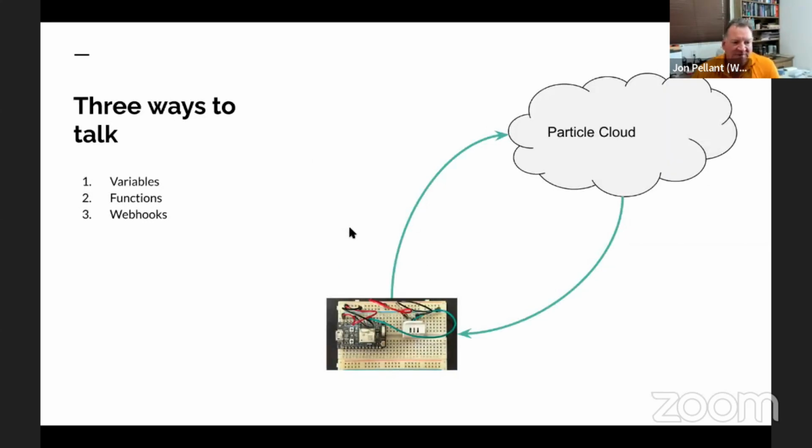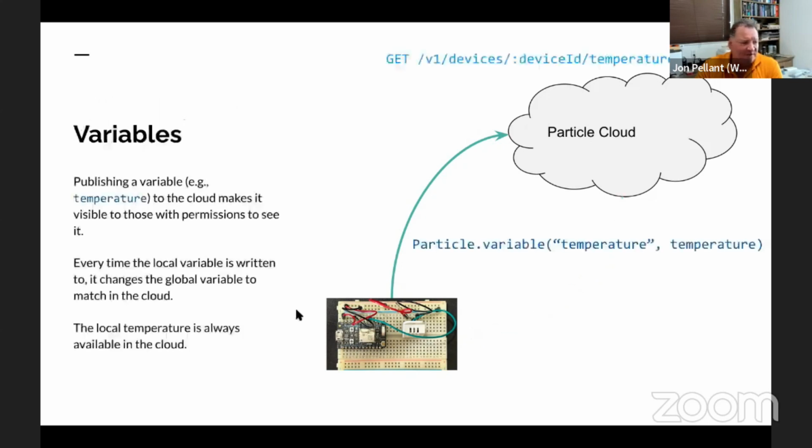All right, so how does this thing work? Well, there are three things that this can do. It can have a variable, a function, or a webhook. If we look at each of these individually, I have to move this thing again.